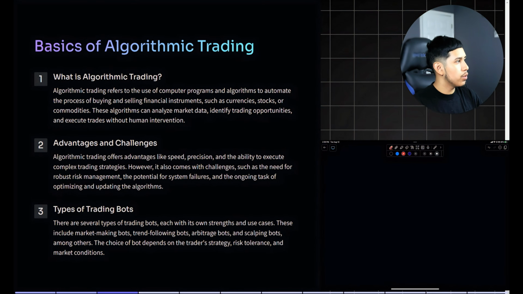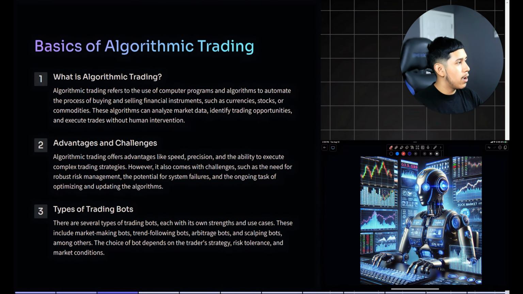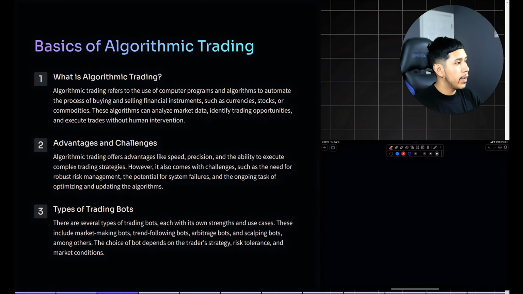So chapter 2 is going to be the basics of algorithmic trading. Algorithmic can also be shortened to algo. That's what I'll be saying along this lesson. What is algorithmic trading? Algorithmic trading refers to the use of computer programs and algorithms to automate the process of buying and selling financial instruments to be specific, such as currencies, stocks, or commodities. These algorithms can analyze market data, identify trading opportunities, and execute trades without human intervention.